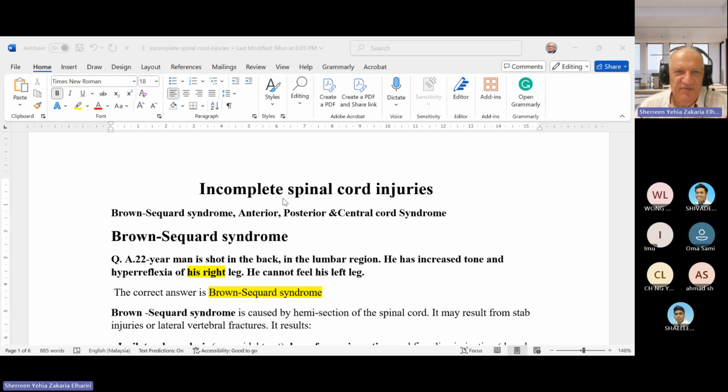Usually, theoretically, it is difficult to have an incomplete spinal cord injury simply because during transportation, incomplete becomes complete. But what happens usually if the patient has a small tumor, especially a benign tumor like meningioma, is that it can be incomplete pressure or complete damage to the spinal cord. Of course, we have the common question about Brown-Sequard syndrome.